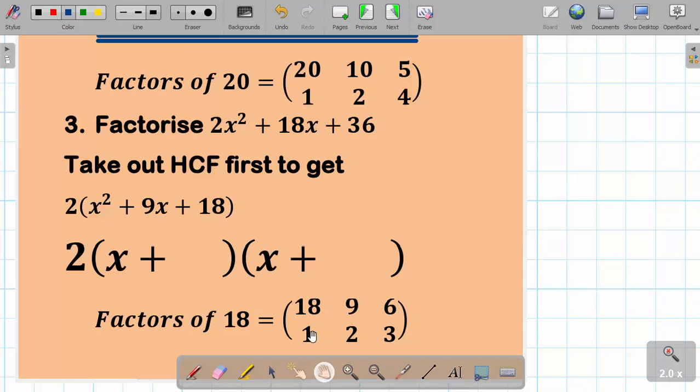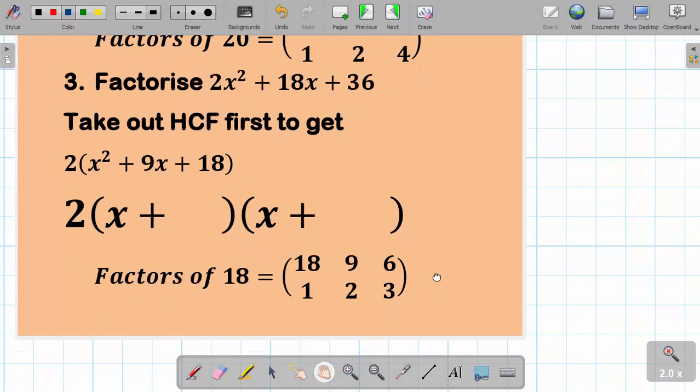That is 18 times 1, 18. 9 times 2, 18. 6 times 3, 18. But which of these factors, when I add them, gives me the middle term? So this is going to be 19 here, this is going to be 10 here, this is 9 here. If you look at my question, the middle term there is what? It is 9. So this is the right pair to use. I must use 6 and 3.